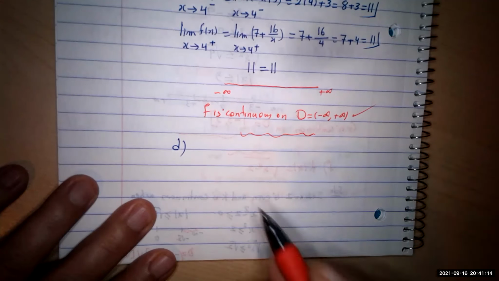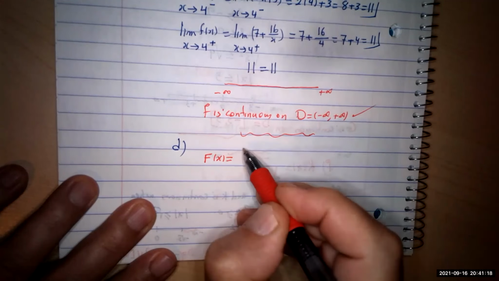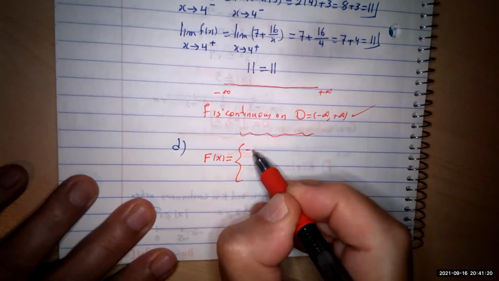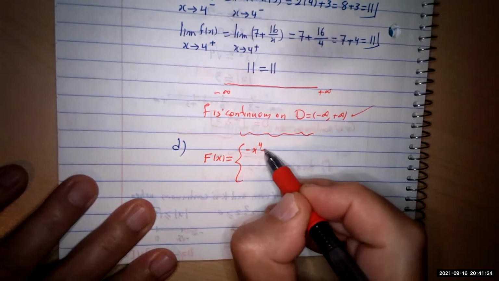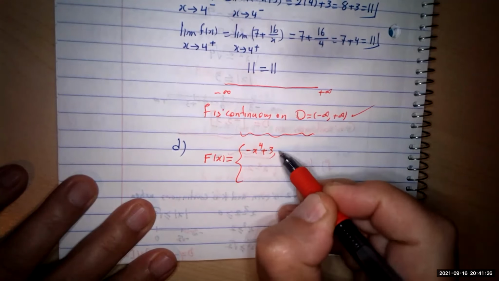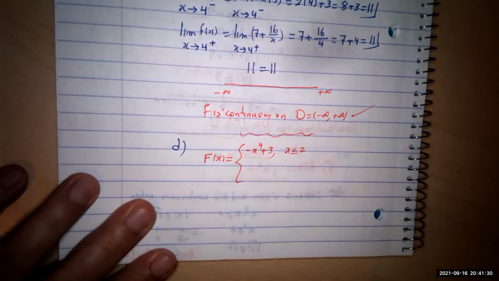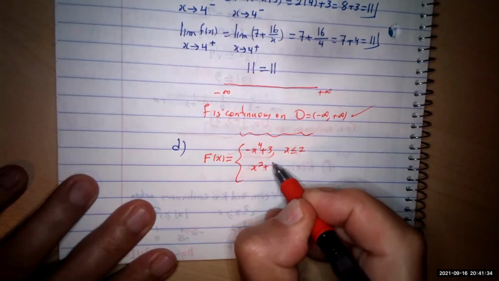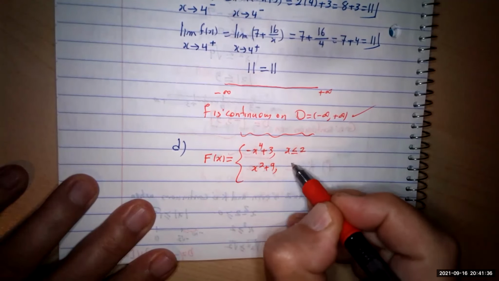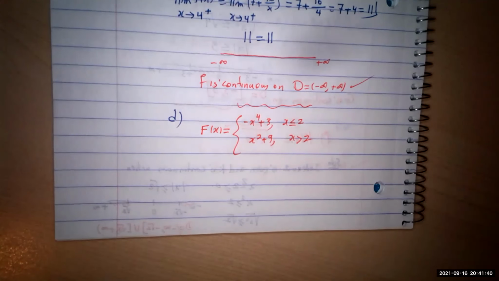For part D, this is your function. F of x is equal to negative x to the 4th plus 3 when x is less than or equal to 2, and it's x squared plus 9 when x is greater than 2. You see the partition point is 2.